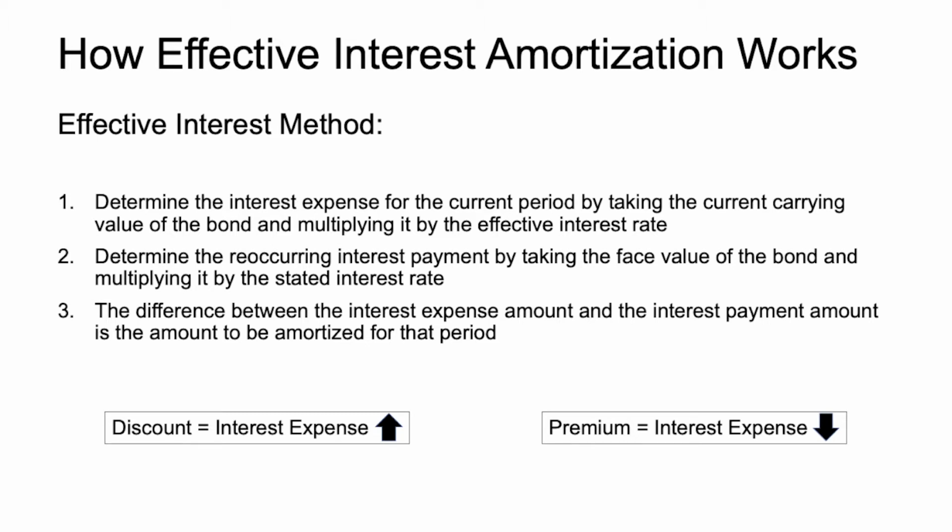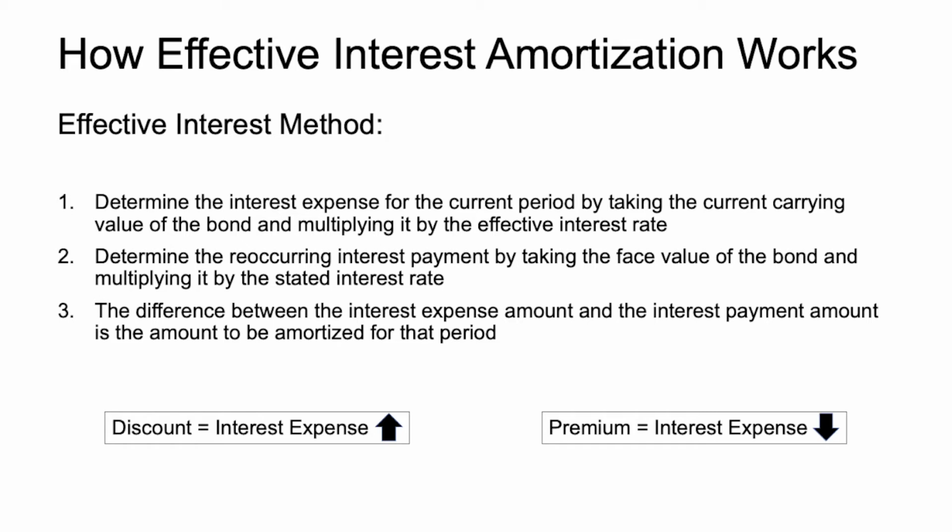Now, how exactly does this effective interest amortization method work? Well, it can be broken down into three simple steps. Number one being determine the interest expense for the current period by taking one, the current carrying value of the bond, and multiplying it by two, the effective interest rate. And again, both of these amounts should be given to you in the problem.